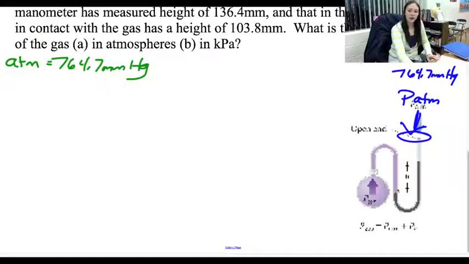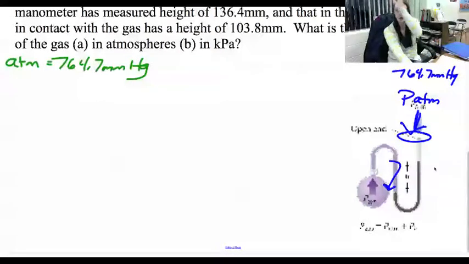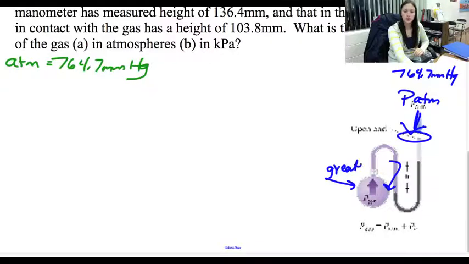Okay, well, if we look at the heights, notice how this gas here is pushing down on this end, and the atmospheric pressure is pushing down on that end. So which one is winning? Well, this one is pushing down more because the other end is going up. So that means that the pressure of the gas in the manometer is greater than the pressure of the atmosphere, because that's the one winning. It's pushing down more than the atmosphere is pushing down. Okay?